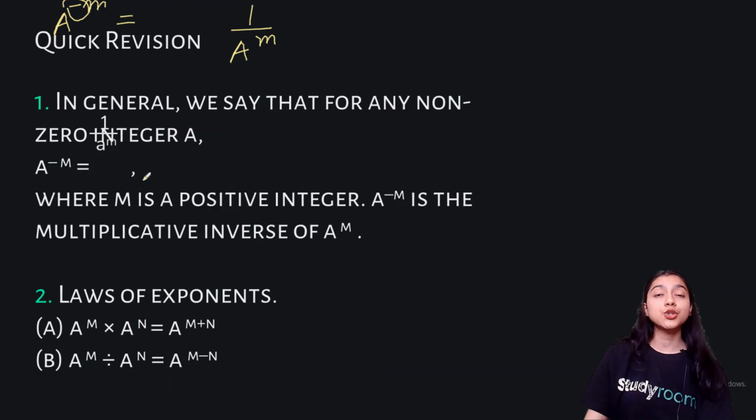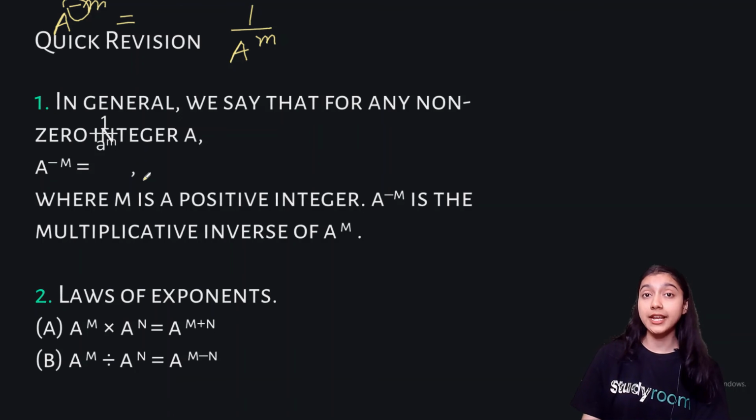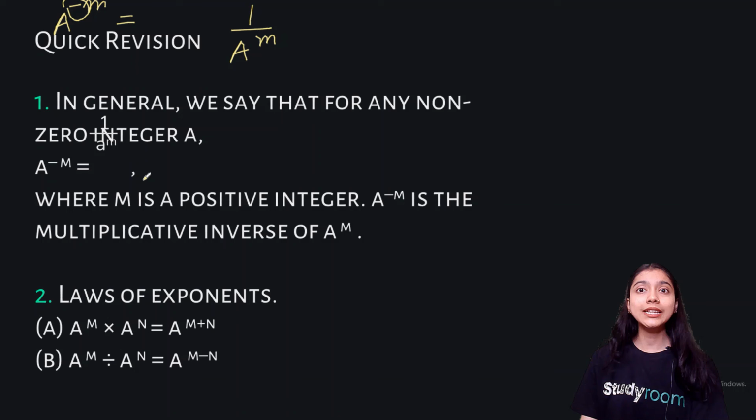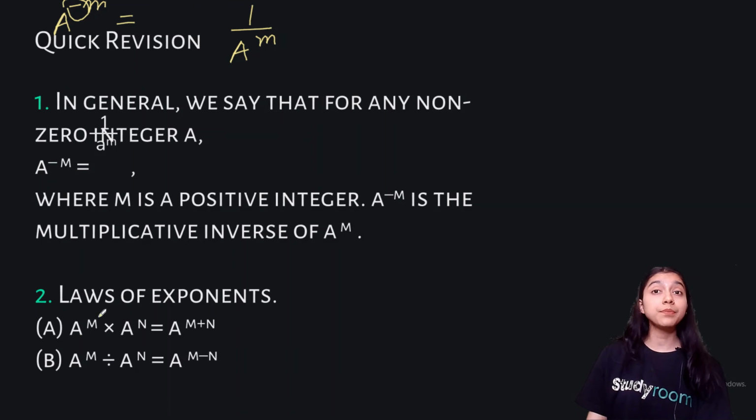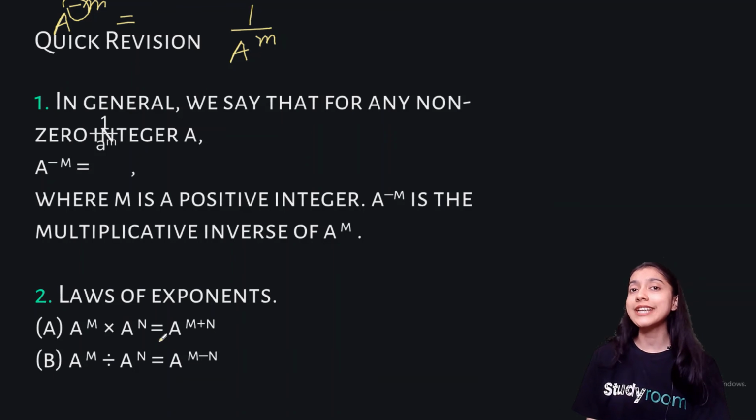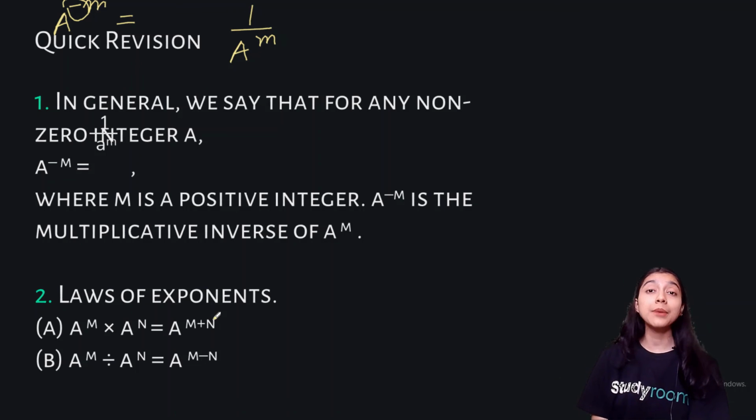The second thing that I taught you was the major laws of exponents. The first law was that if we have two exponents with like bases and they are multiplied with each other, then powers will get added up. If we have a to the power m multiplied with a to the power n, then bases are same and they are multiplied, their powers will get added up. We will get a to the power of m plus n.